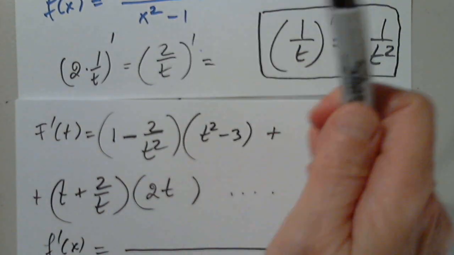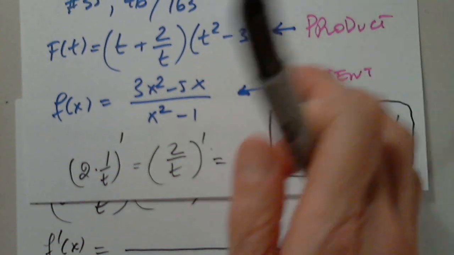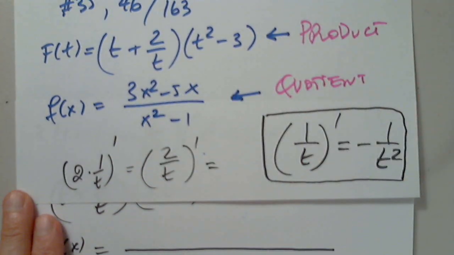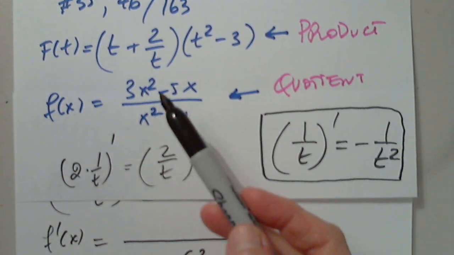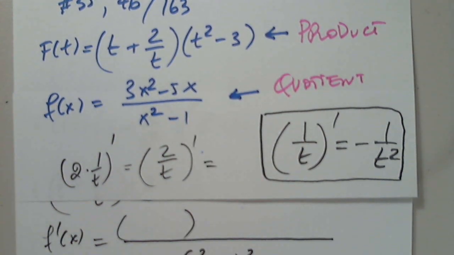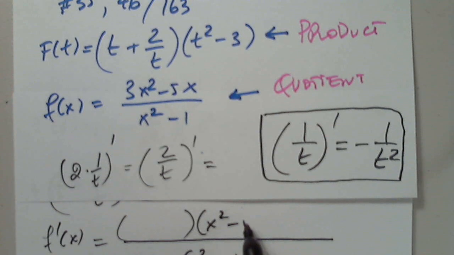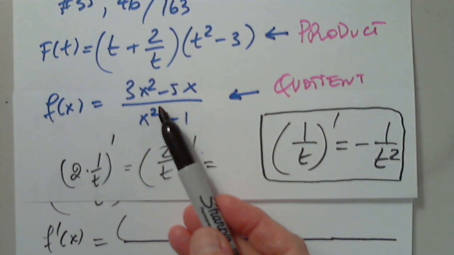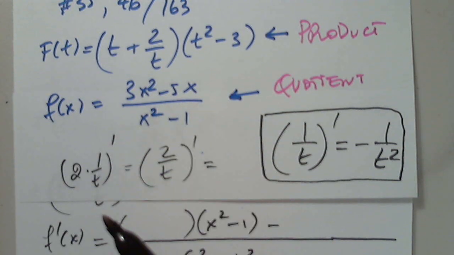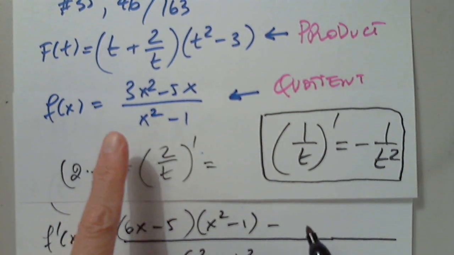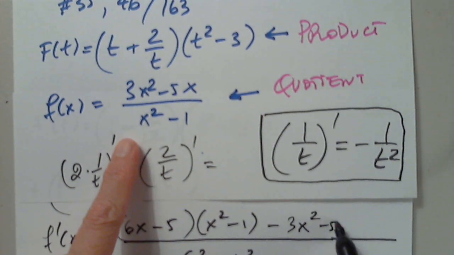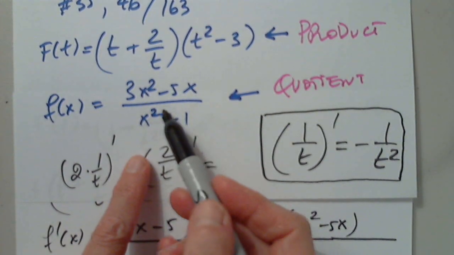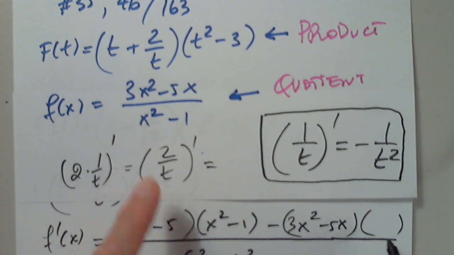Can anyone differentiate the numerator for us? So the denominator will be just squared. Can anyone differentiate the numerator for us, please? Yes, very good. That's it. Awesome. So then I copy 3x squared minus 5x. Can anyone differentiate the denominator for us?